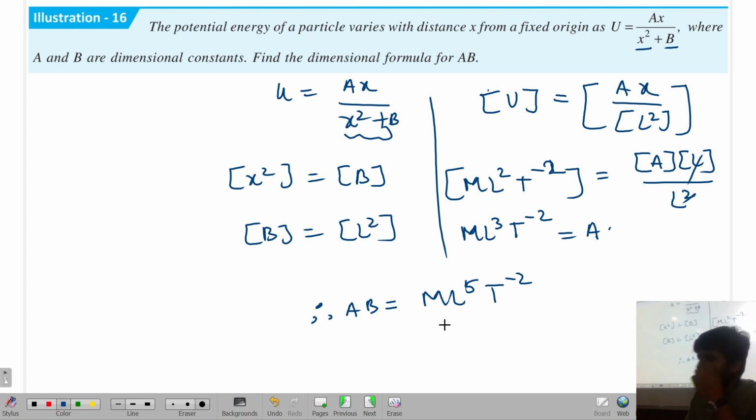Per unit area, per unit volume, this kind of terms, per units, take into mind. If only unit is there, multiply. If it is written per, divide, okay. Yes or no? Per unit resistance means what? 1 by R. Per unit time means what? 1 by T. Per unit acceleration means 1 by A. Okay.